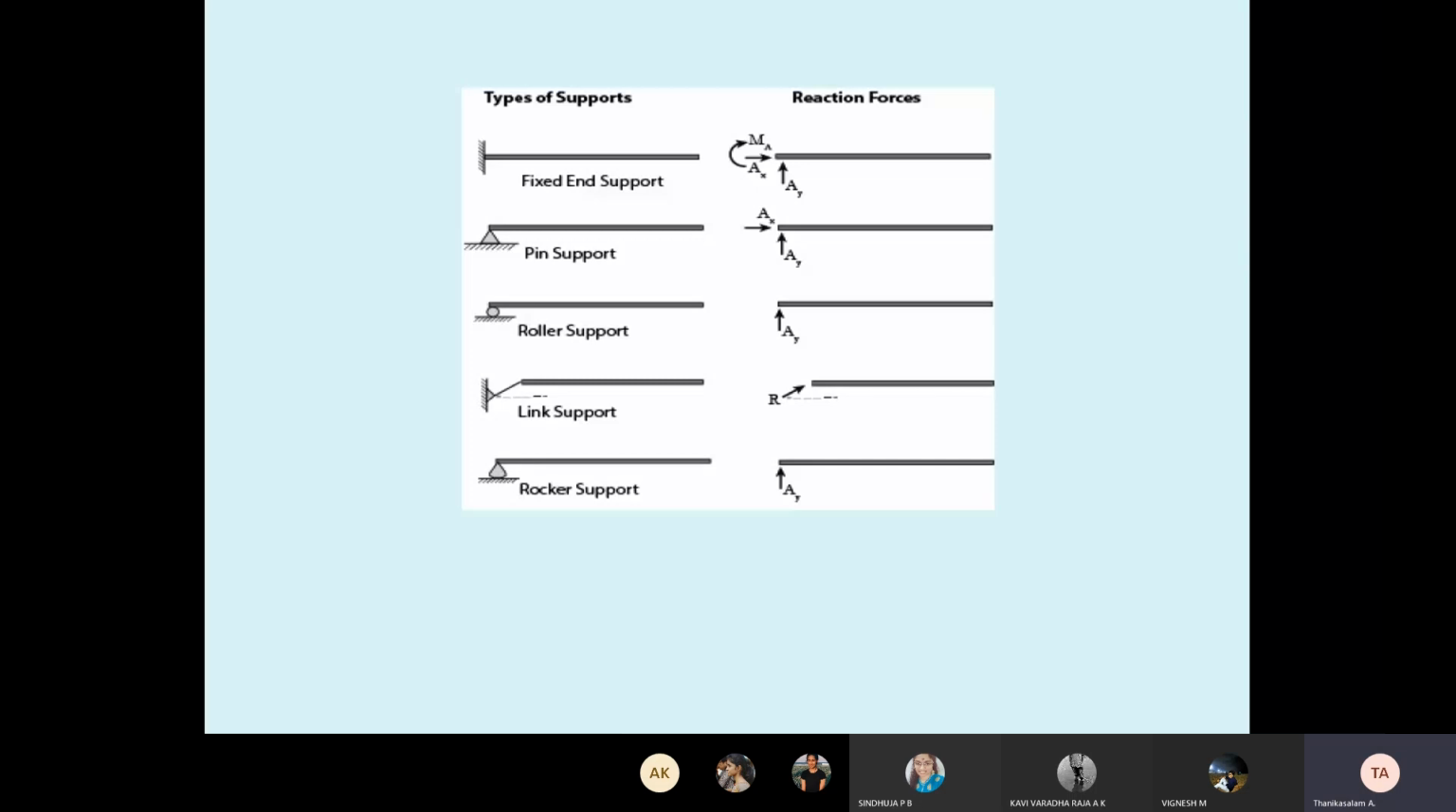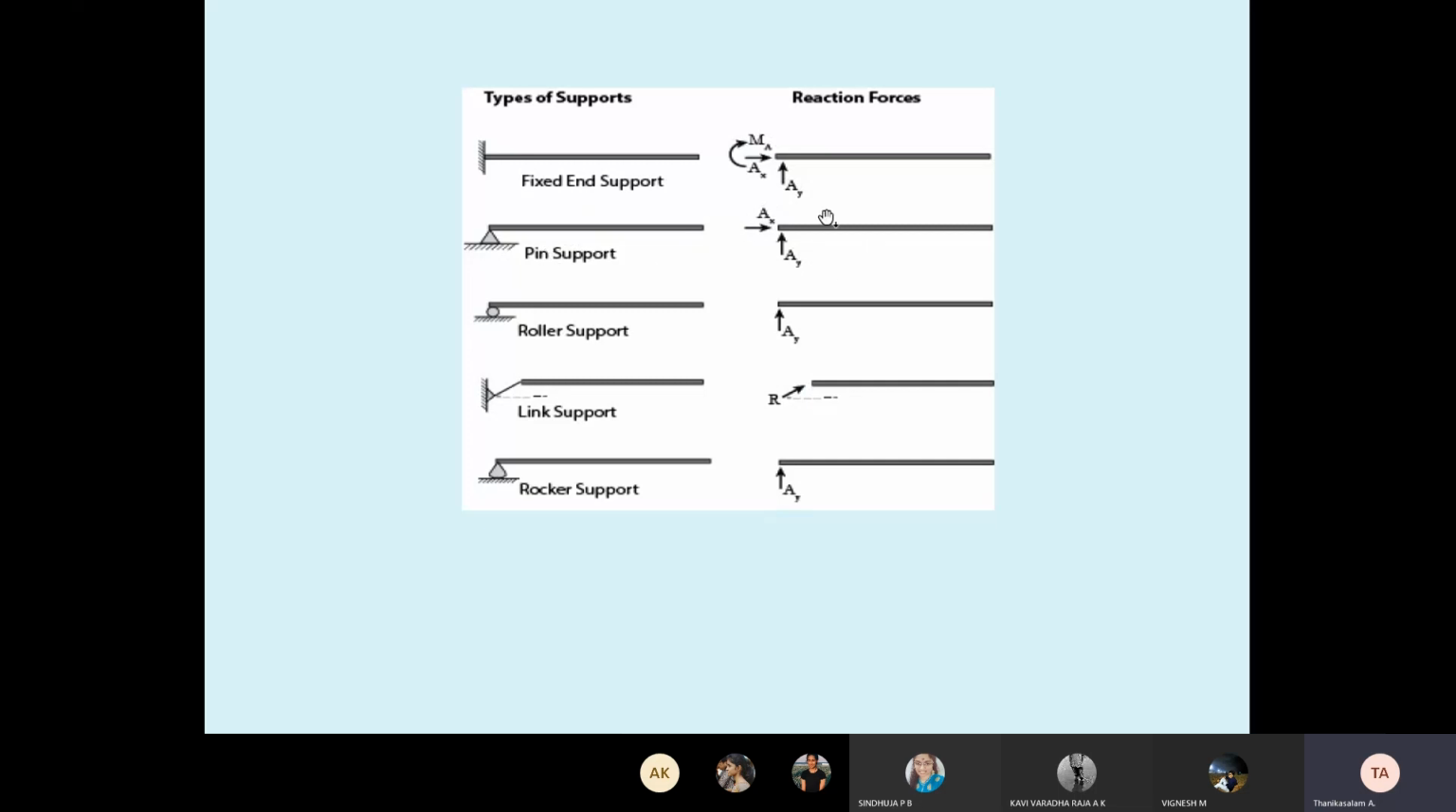Roller, the best example is the computer table having 4 rollers. Then rocker is also a simple support. The fixed support, we are fixing it, like a hanger, fixed supports. So whenever a support is given, these are the corresponding reactions. Students, you have to identify the support reaction.